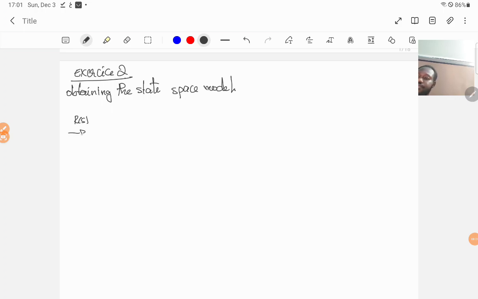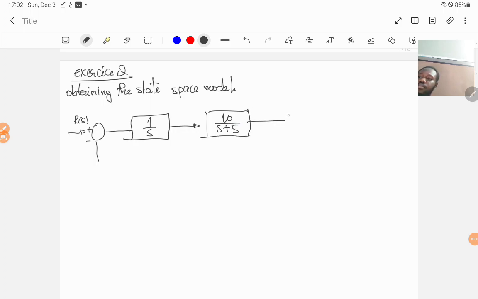We have R(s), which is positive and negative in here. I have here 1 over s, here is 10 over s plus 5, Y(s), and this one is 1 over s plus 1. So let's get started.